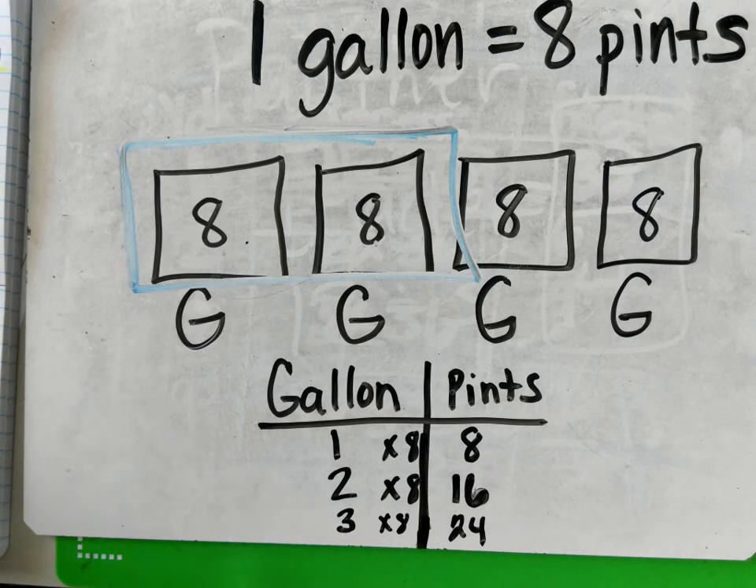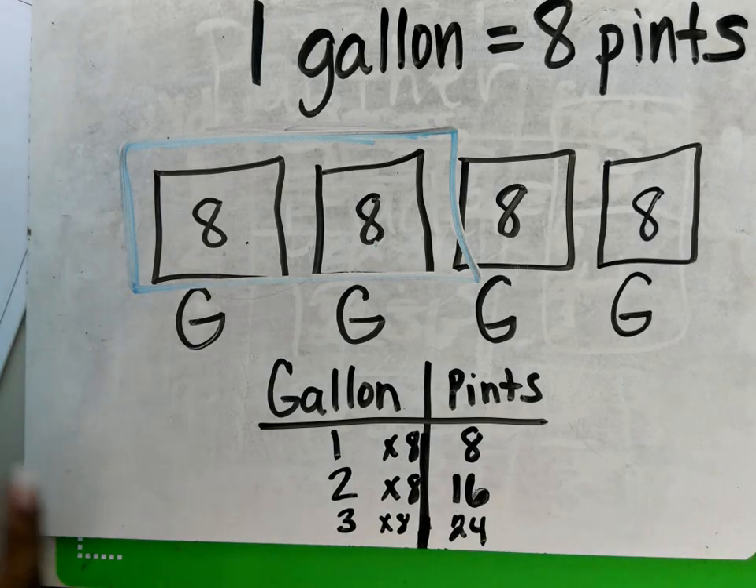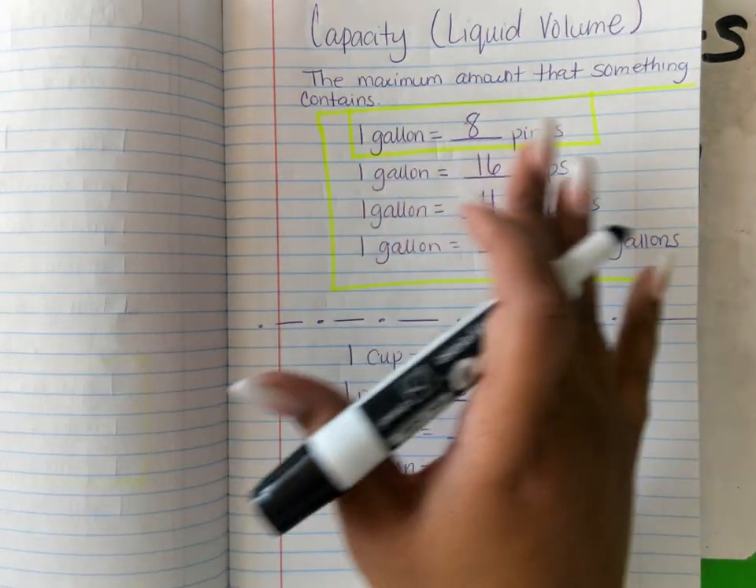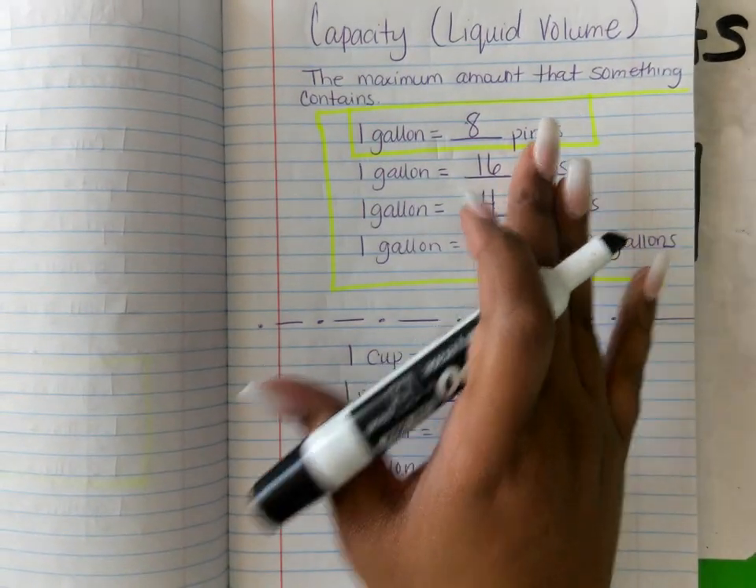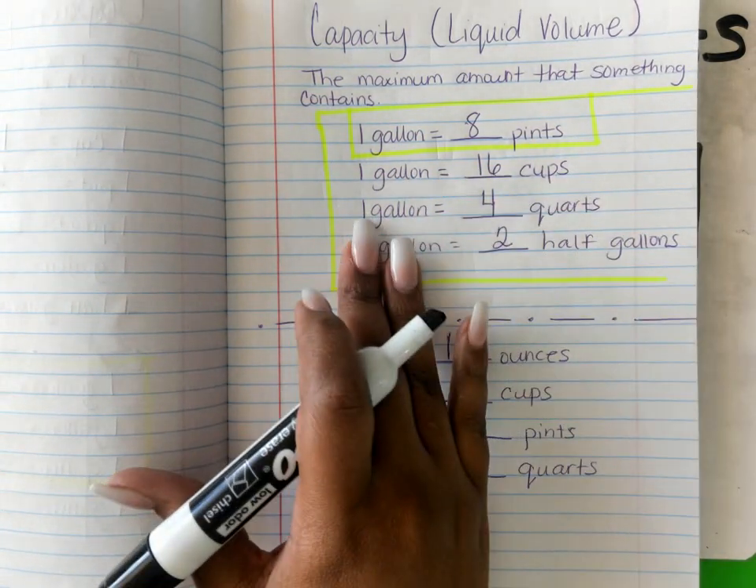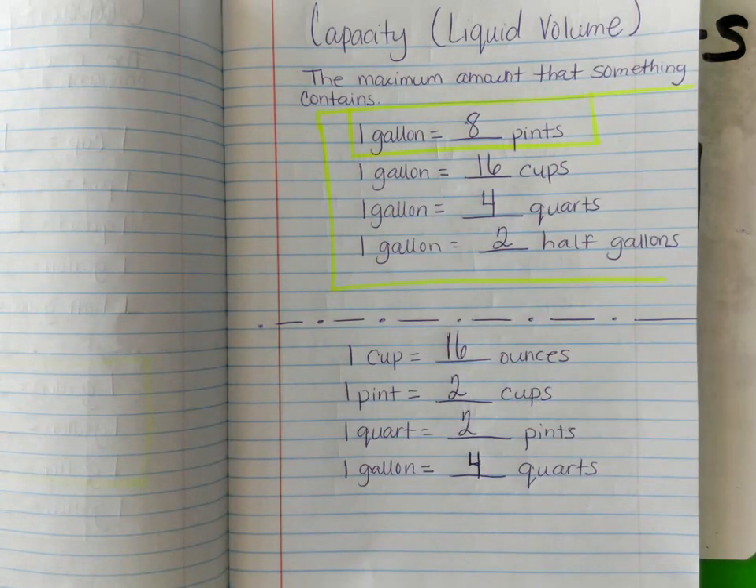But you have to be familiar with the standard customary conversions. How many pints equals 1 gallon? How many cups equals 1 gallon? How many quarts equals 1 gallon? How many half gallons equals a gallon?